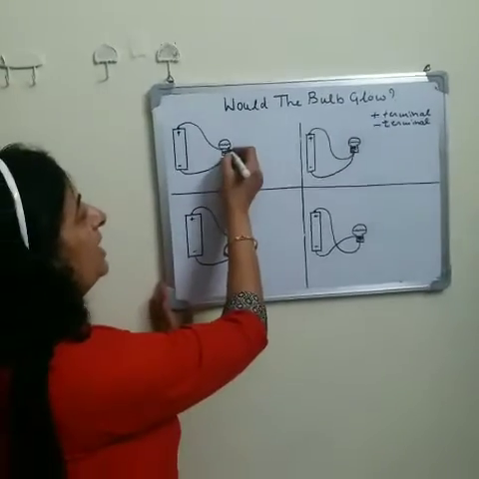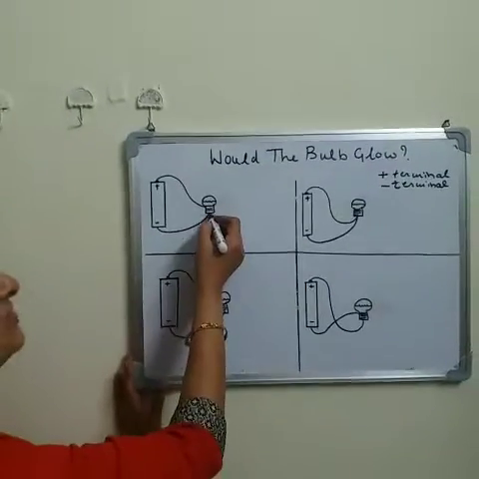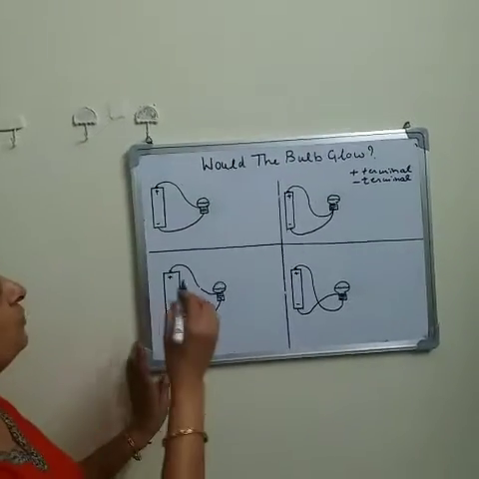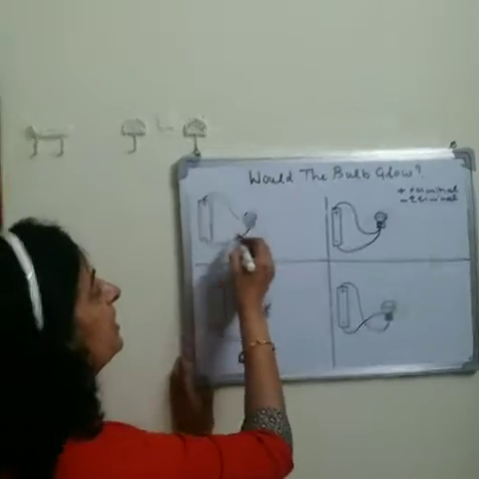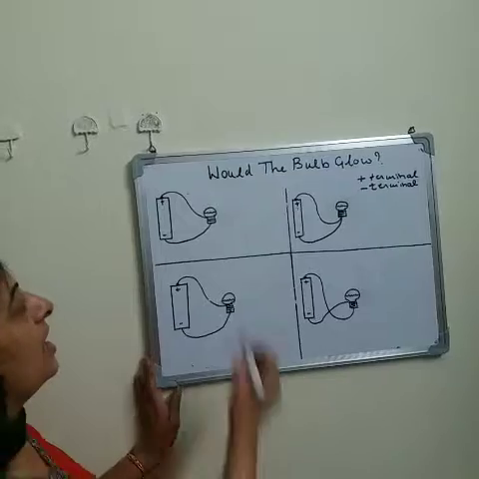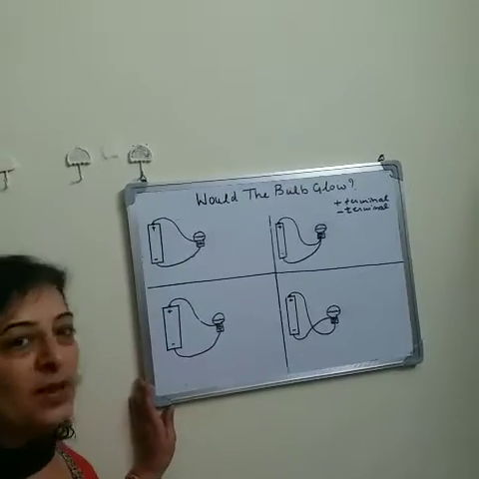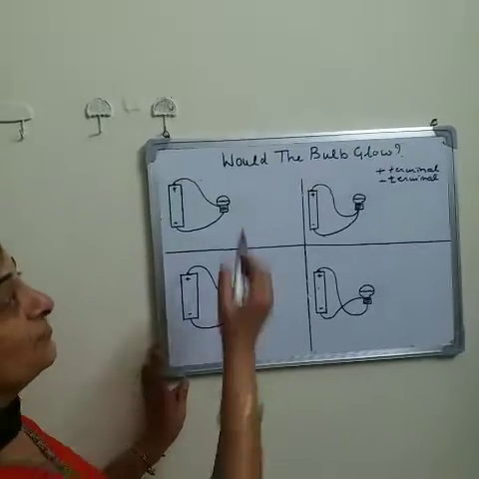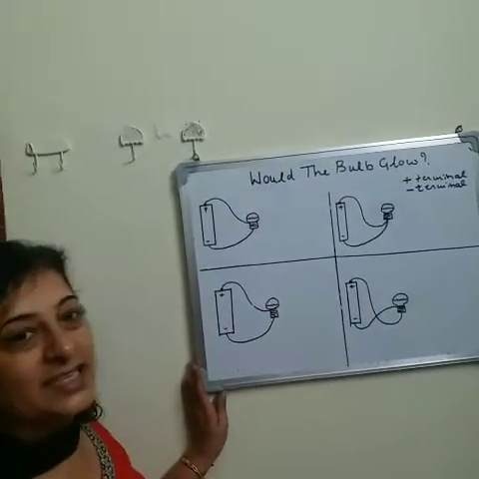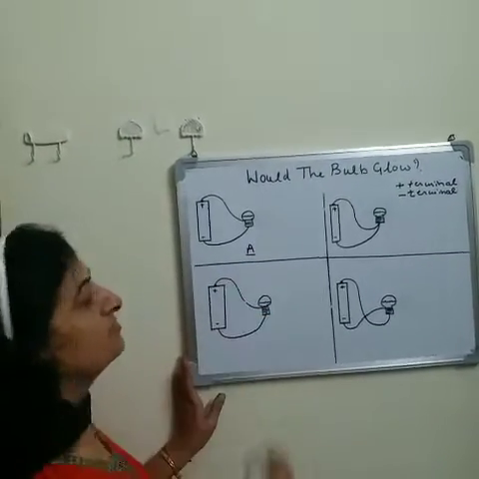In the same way, an electric bulb also has two terminals, positive as well as negative. So only when there is a proper connection between the positive and negative terminals will our bulb glow. We will see these settings one by one and you have to tell whether the bulb would glow in these settings or not. So first of all, this figure A is for you.